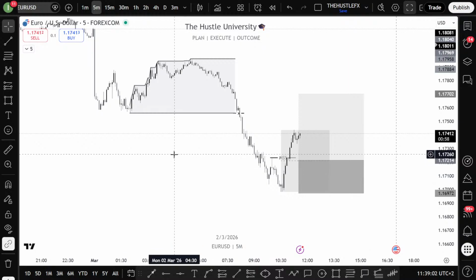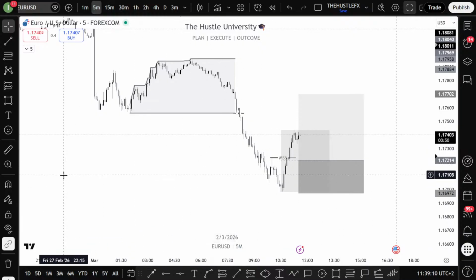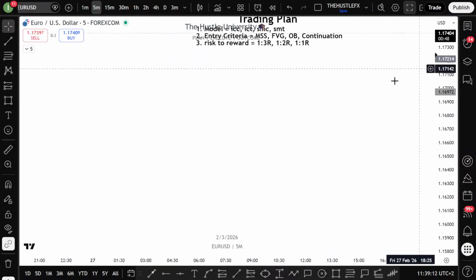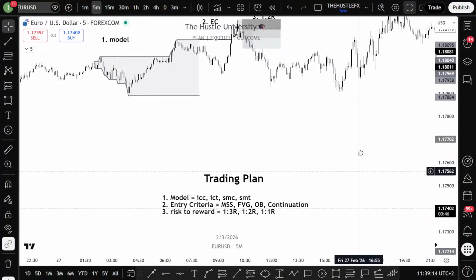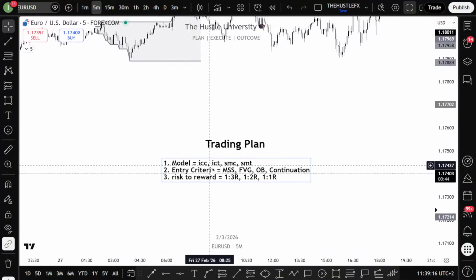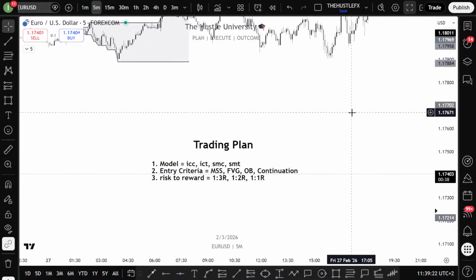You know how I always worry about trading for the sake of trading with the hopes of making something. You need a clear plan. You get what I'm saying? So you need all of these things over here. Trading plan, very straight to the point. Model ICC, entry criteria, continuation, risk reward will then be applied based on the three entry criteria we do have in the Hasan University.